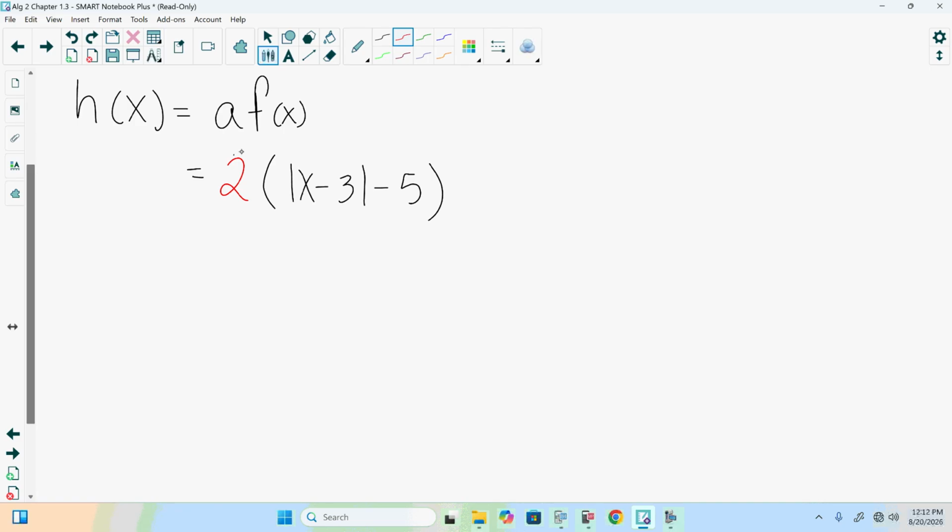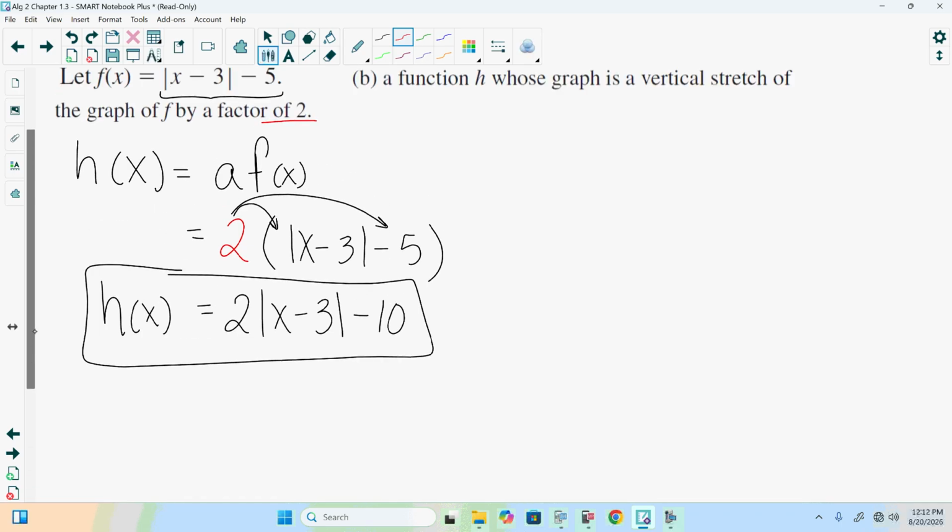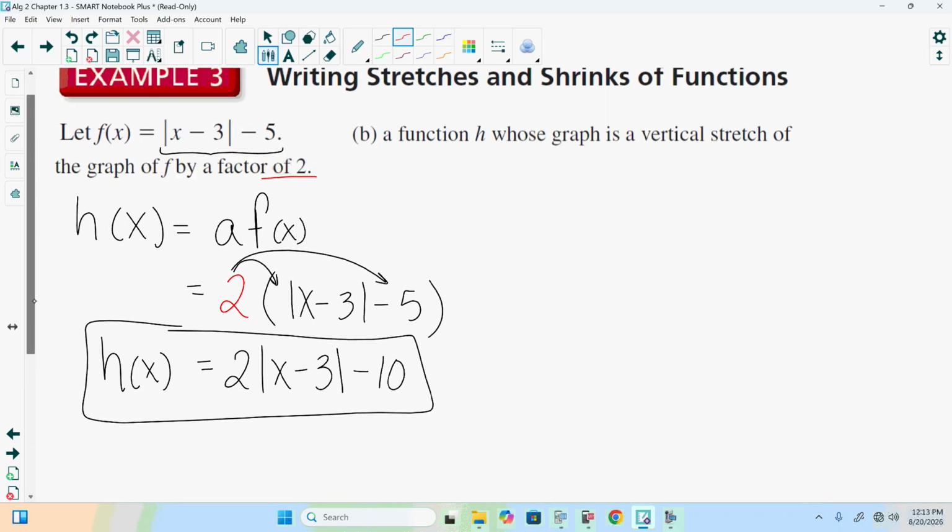We need to distribute that 2. 2 times our absolute value of x minus 3 would be 2 times the absolute value of x minus 3. 2 times our negative 5 would be negative 10. That's it. Questions on this here?